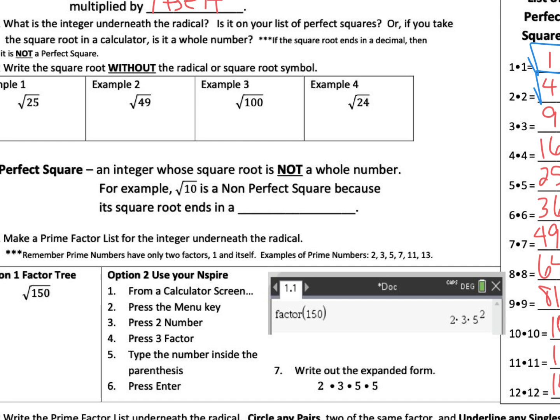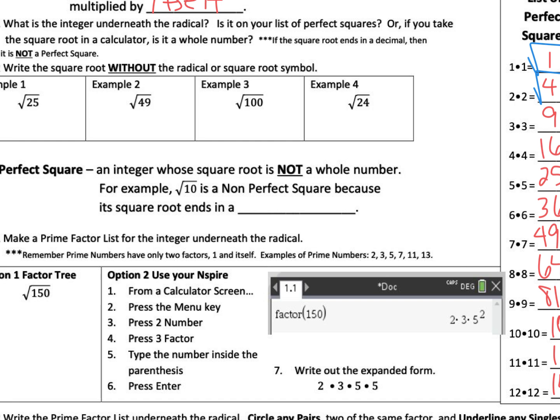Your yellow calculator is going to be really nice. If the square root ends in a decimal, it is not a perfect square. So essentially, if it is not in this column over here on the right-hand side, that only goes to 12, there are more, then it is not a perfect square.